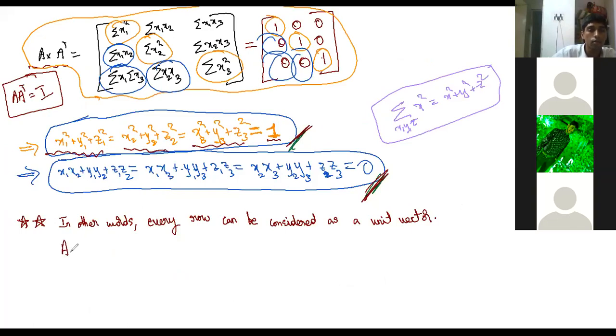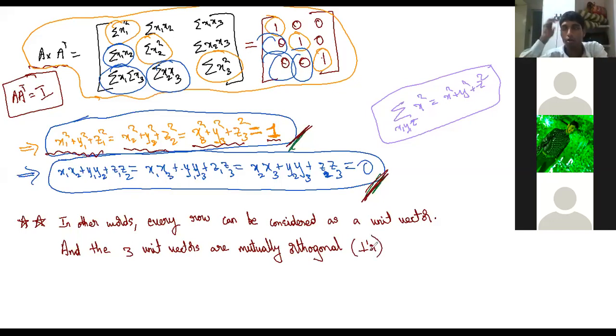And the three unit vectors are mutually orthogonal. What do you mean by mutually orthogonal? You guys understand mutually orthogonal? So they are all perpendicular to each other. Yes, sir. How did we come to this conclusion?